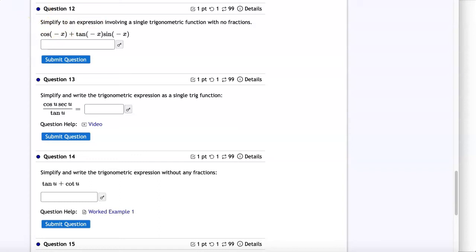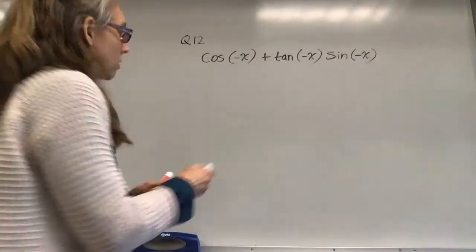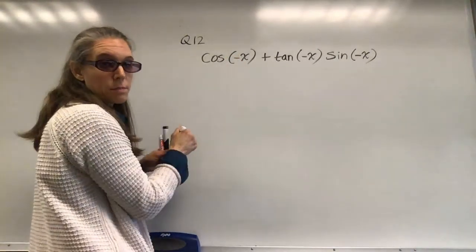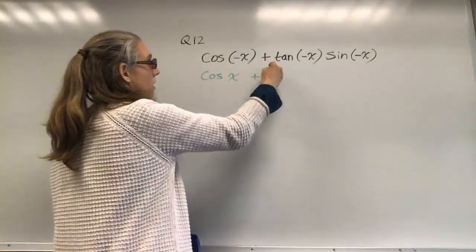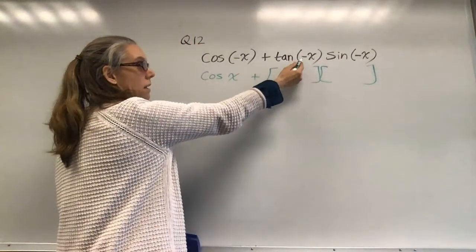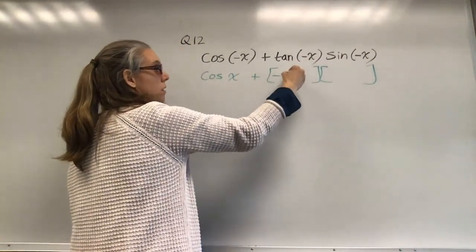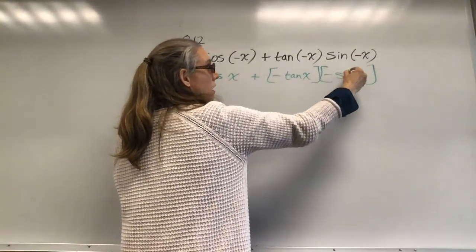Okay, so for here, we're going to replace... I'm interested in showing a lot of steps, okay? So the negative here is just going to disappear, cosine of x. Now here, what happens to the negative? The negative pops out in front of the tan, and then this negative pops out in front of the sine.